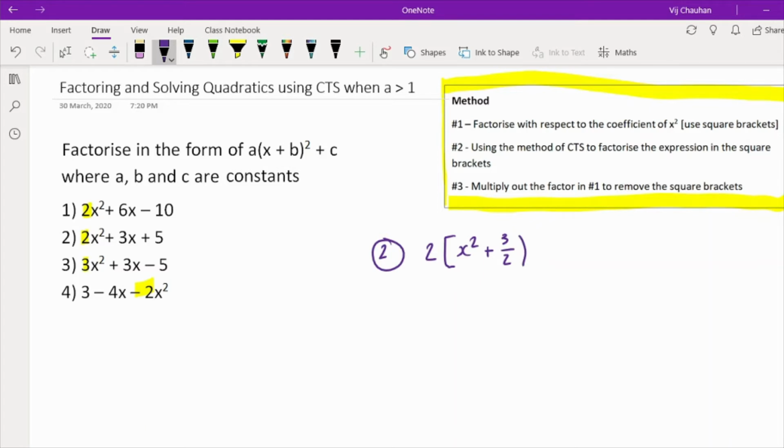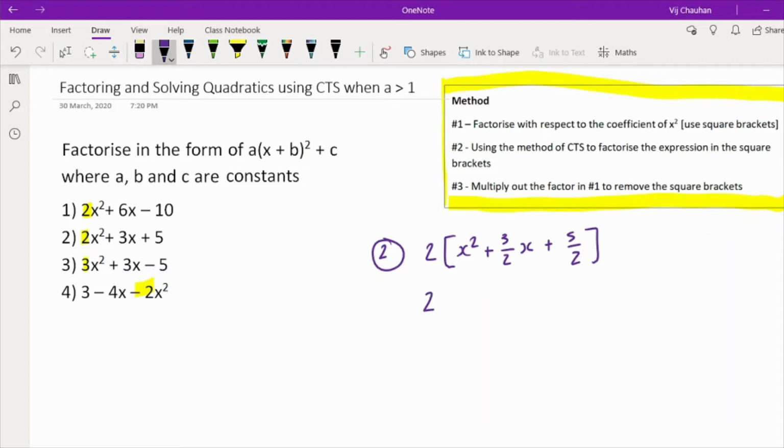Shouldn't have done that. Let's get rid of that. x plus 5 over 2. So here, I'm just neatening up that 2. As you can see, I've taken out the 2, divided everything in the question by 2, in which I get this. So now what I'm going to do is use completing the square for that square bracket.